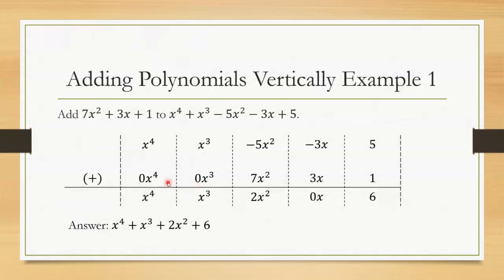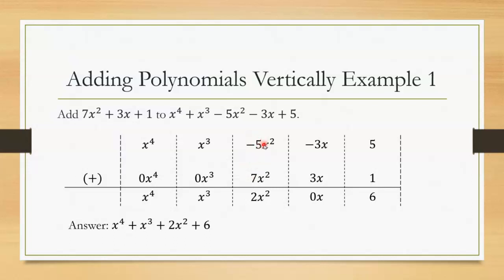Notice also I put zeros here as placeholders. You really don't have to do that. I personally like to do that, because there's no terms here of degree 4. So I put zeros in as placeholders. And since we're adding, we're going to add these things. So we have this, and then we just add. So we have x to the 4 plus 0 is x to the 4. x cubed plus 0x cubed, that's just x cubed. So the terms in this column are like terms.